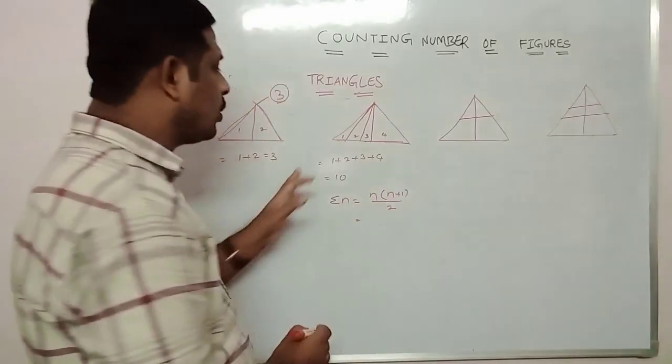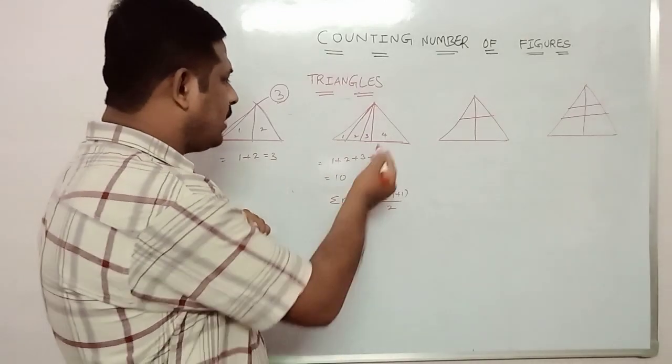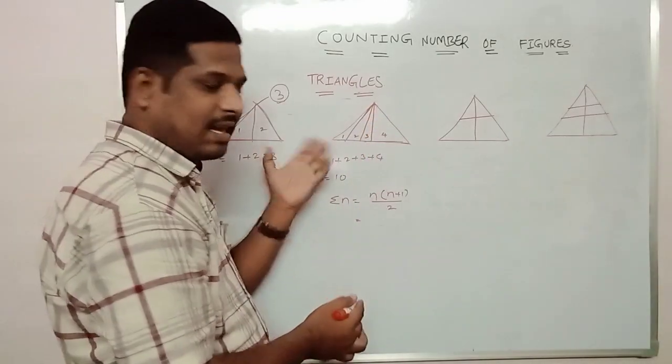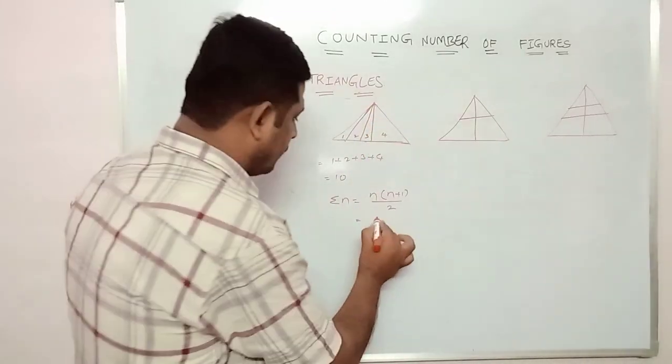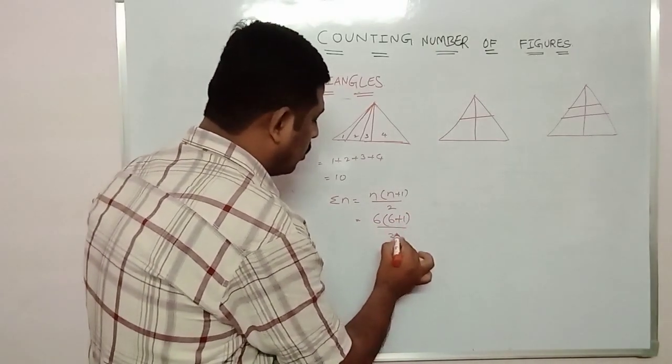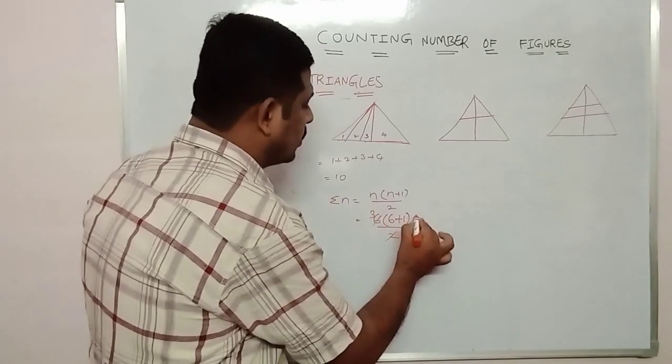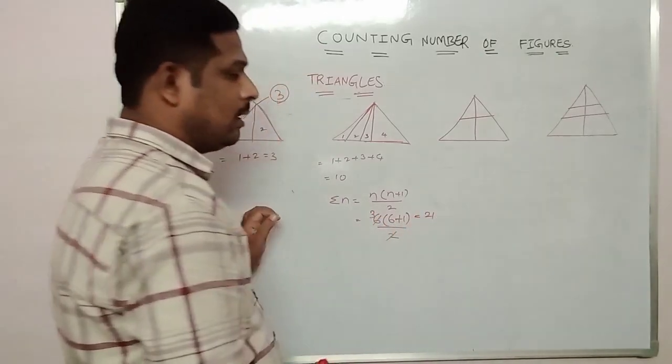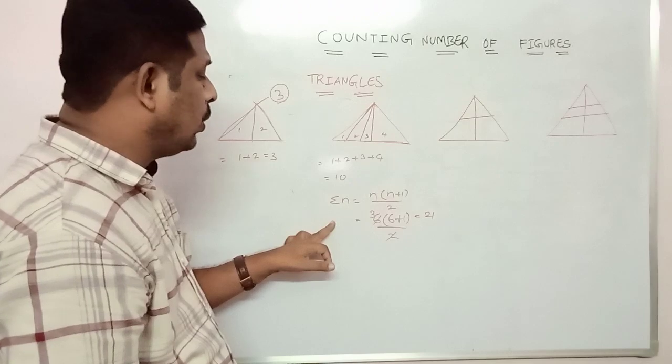Yes? If they give 6 cuts here, instead of 4, 6 cuts. So n is 6. Then 6 into 6 plus 1 by 2. 2 3s are 6, 3 into 7, which is 21. Number of triangles, if they give 6 cuts.